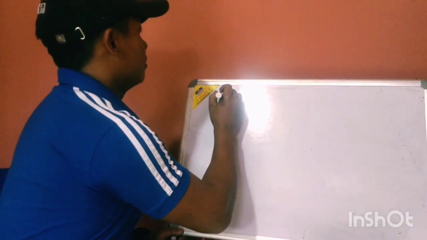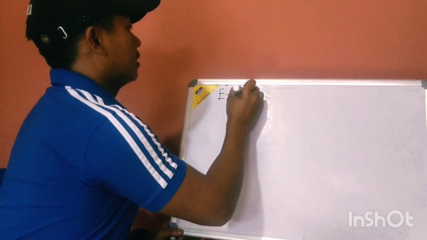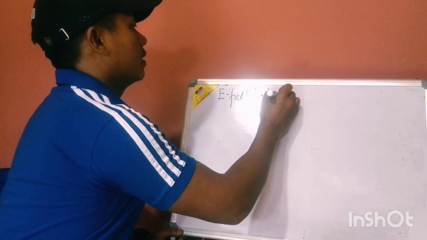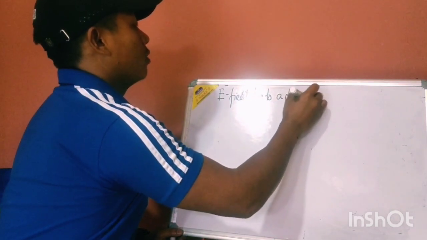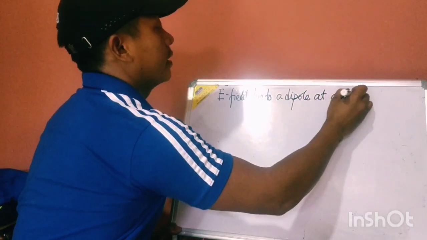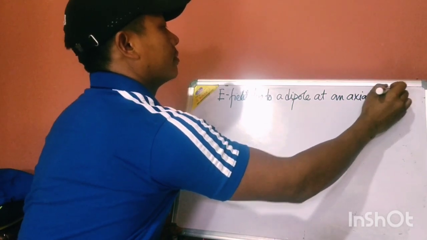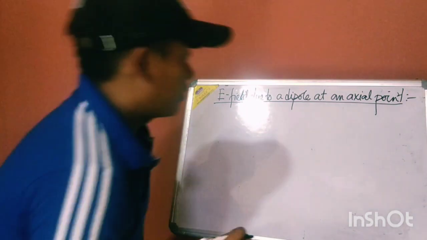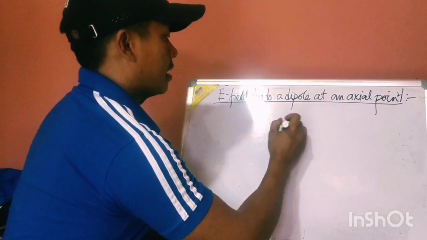So let us start with electric field due to a dipole. Here the dipole will mean electric dipole at an axial point. Electric field due to a dipole at an axial point. This dipole is nothing but electric dipole.